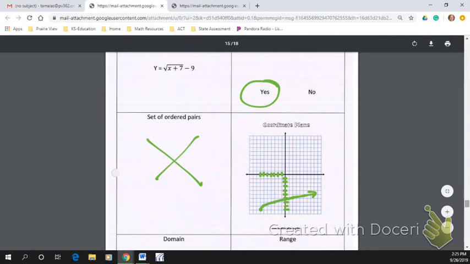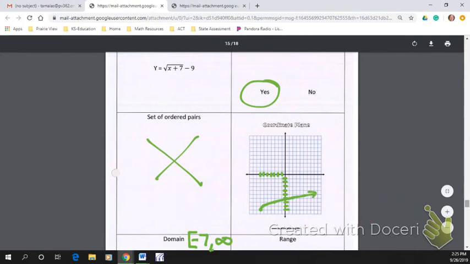Okay, domain. When you scan this thing from the left to the right, where do you see that picture? It starts at negative 7 and goes to infinity. Whoops, I wrote 9; it's negative 7 to infinity, because if you start at the left and move your way to the right, this graph continues to go forever.